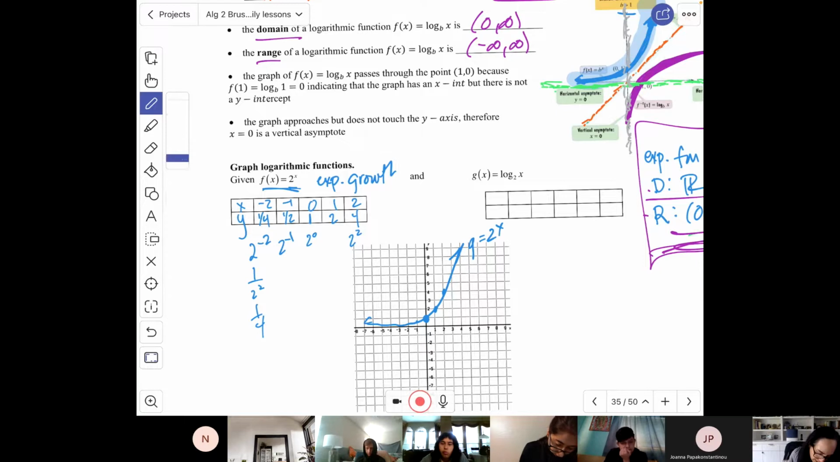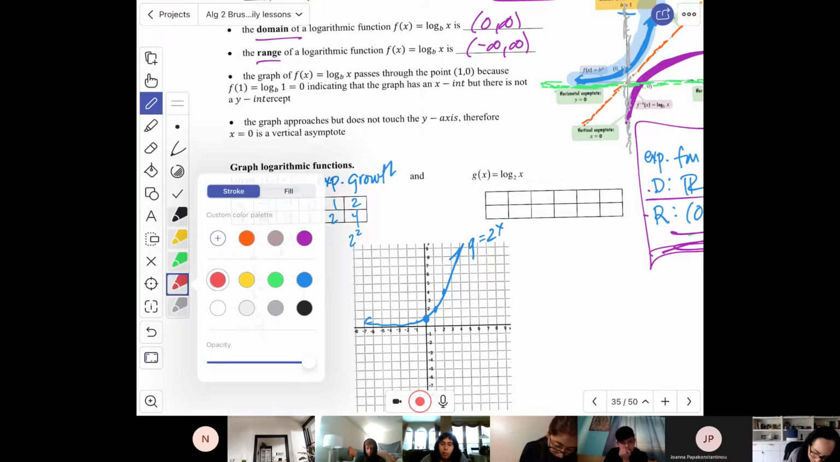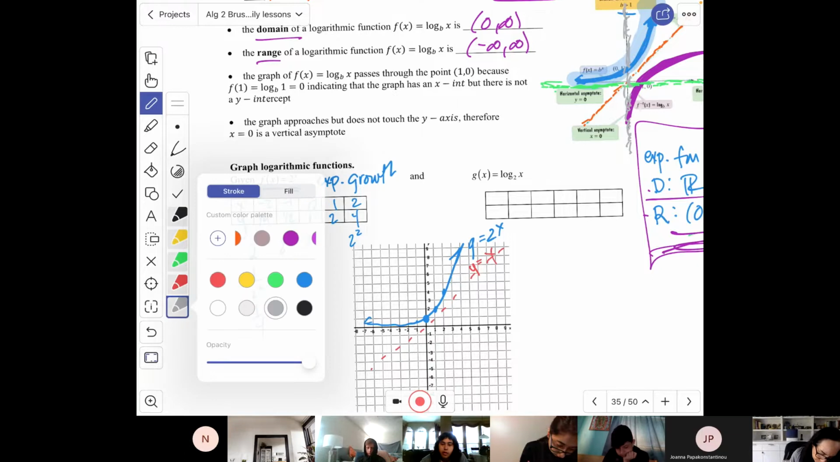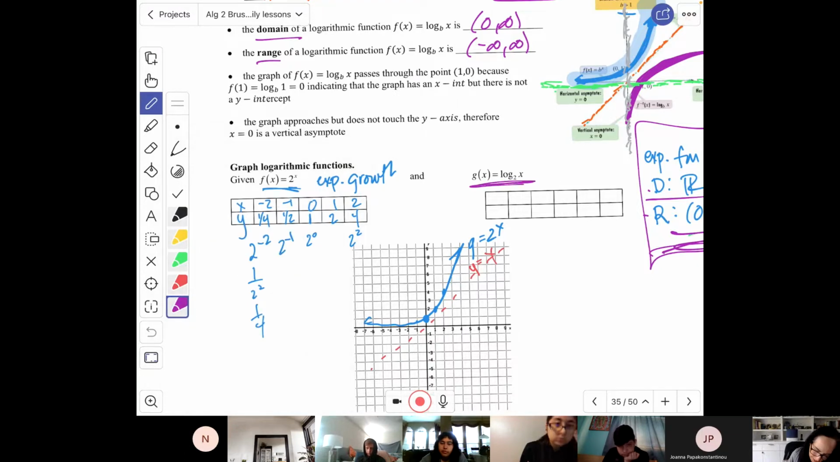If I reflect that, if I take its inverse, across y equals x, I get a logarithmic function. Okay, and that's how we're going to write it. We can talk about how to represent those if you want.